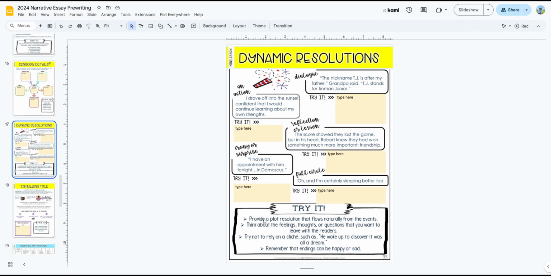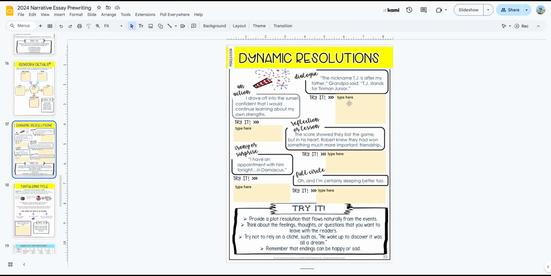Alright, down here it says, try it. Provide a plot resolution that flows naturally from the events in your story. Think about the feelings, thoughts, or questions that you want to leave with the readers. Try not to rely on a cliche such as, he woke up to discover it was all a dream. So even if your story does end up being a dream, let's make it a little bit more creative than that. And then the last one says, remember that endings can be happy or sad. They don't always have to be that happy, perfect ending, the package tied up with a pretty bow on top. Sometimes it can be a sad ending or an ending that your reader wouldn't expect.